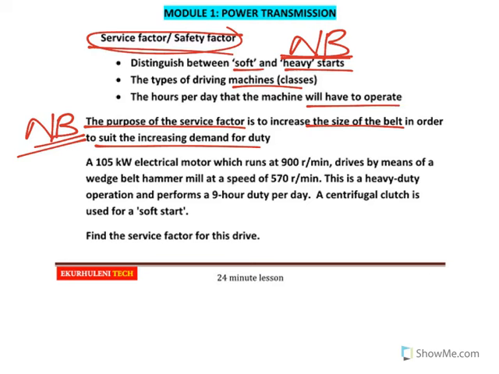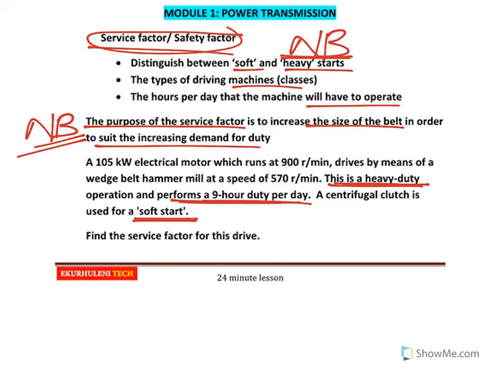It says a 105 kilowatt electrical motor which runs at 900 per minute drives by means of a wedge belt hammer at a speed of 570. This is a heavy duty. Distinguish between soft and heavy. This is a heavy duty, I underline that word, operation, and perform at 9-hour duty per day. A centrifugal clutch is used as soft start. Find the service factor for this drive.